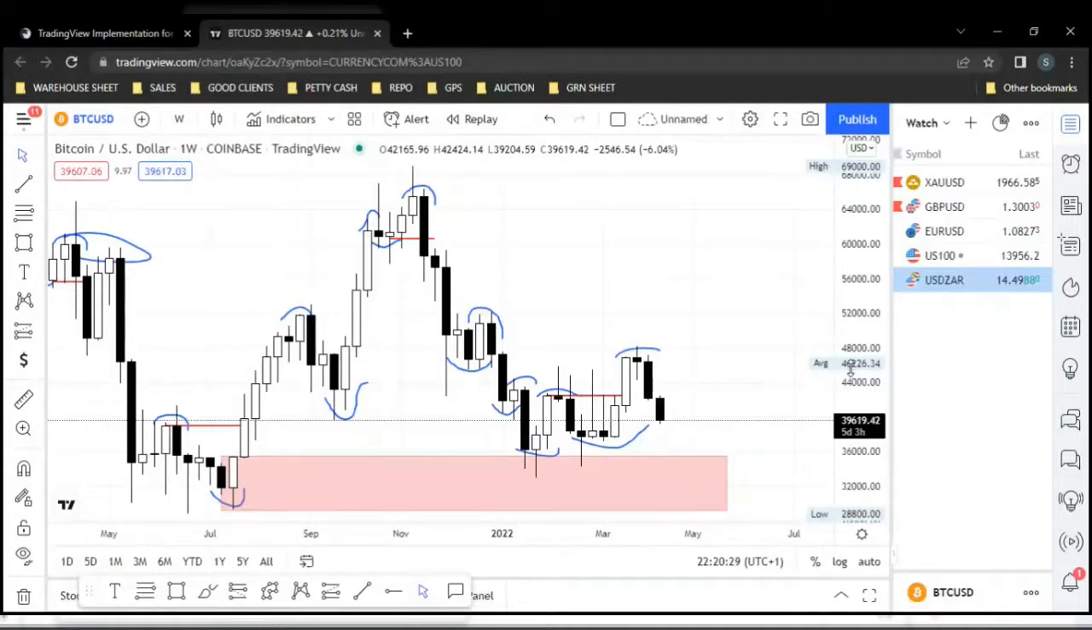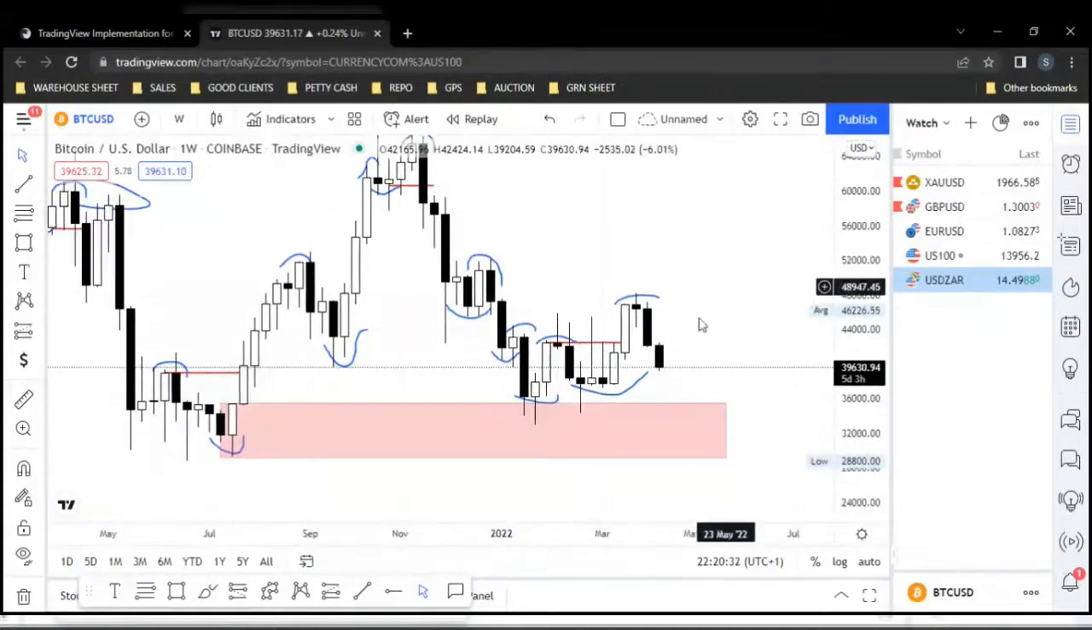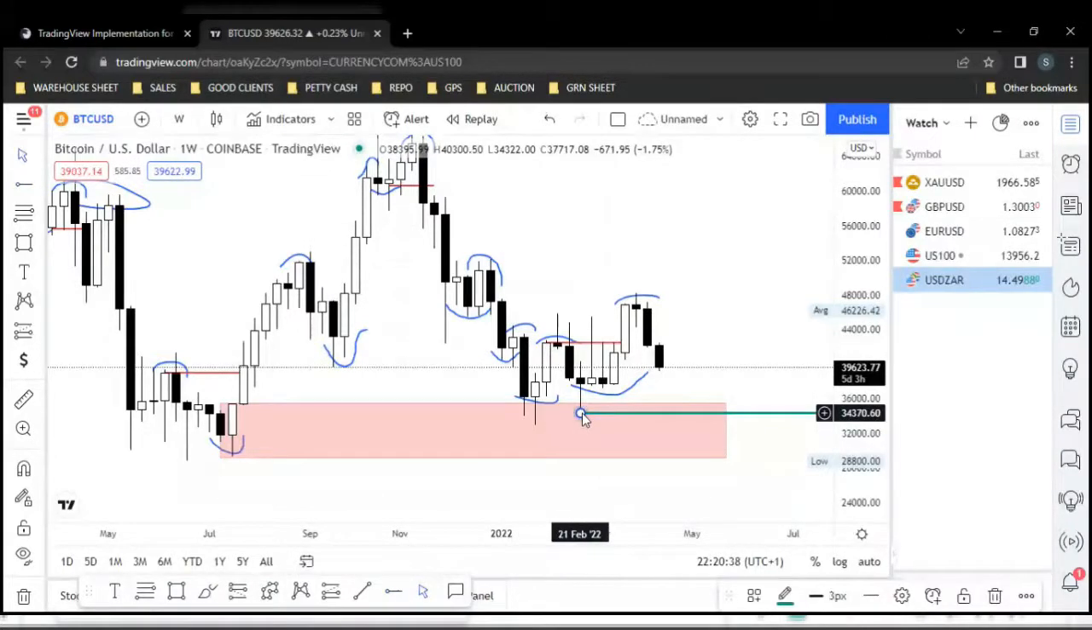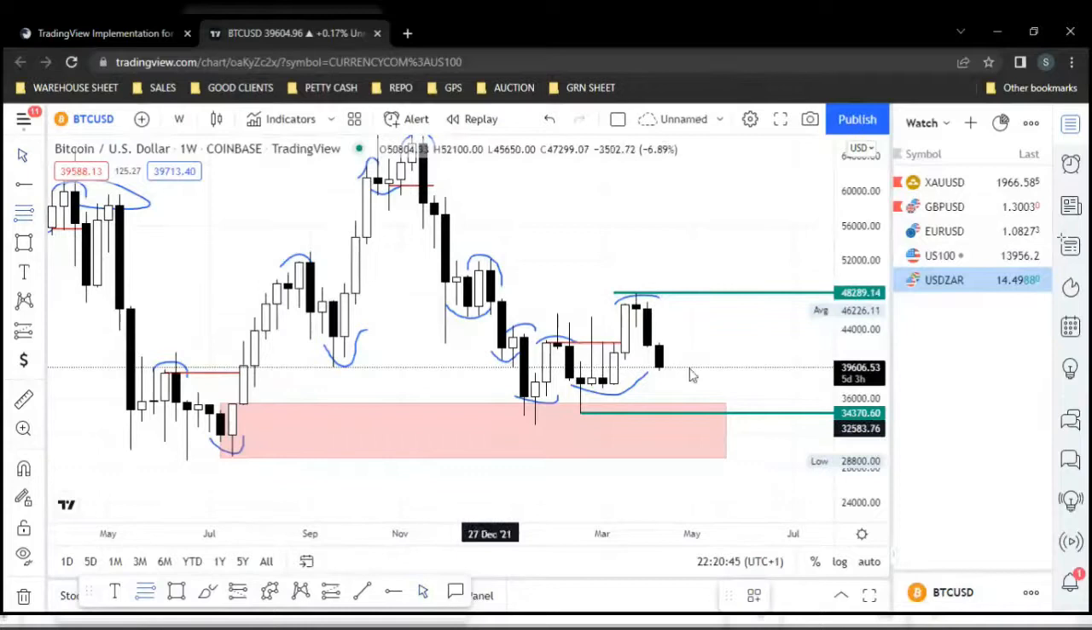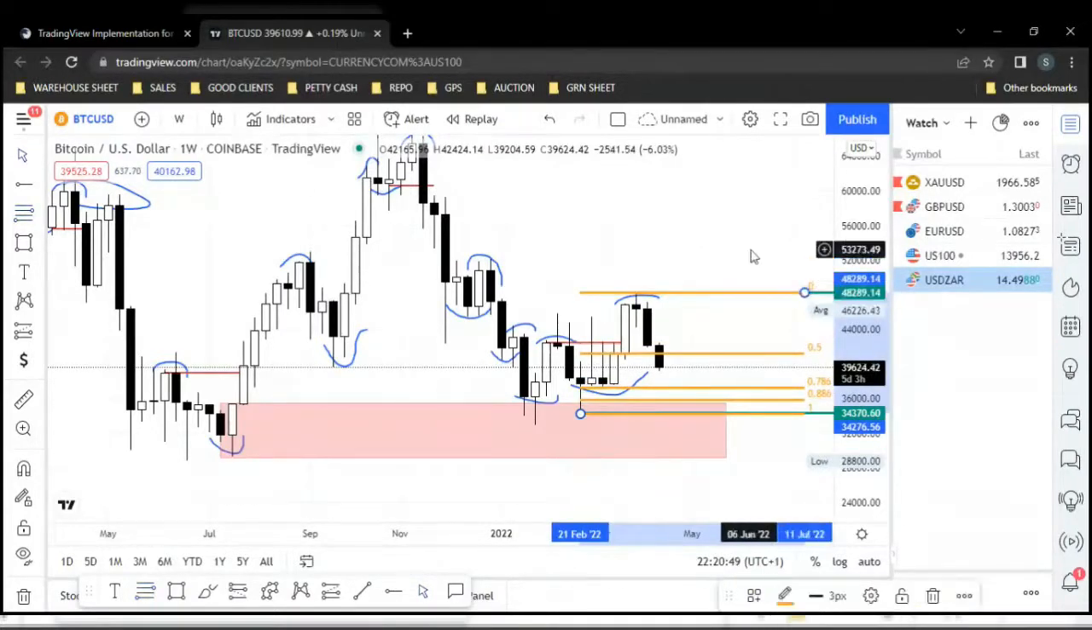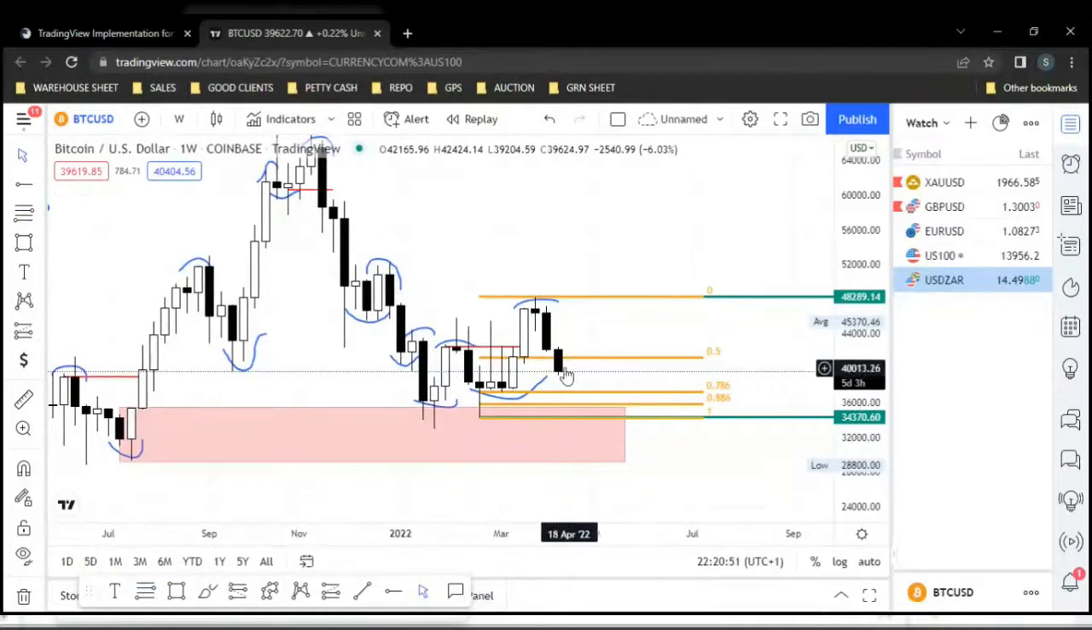Where do you start your range? You start your range from the low to the high of the week. This is it. Start your range from the low of the week to the high. Then possibly, if you use Fibonacci Retracement too, this is already below 50, right? So this is what it is.